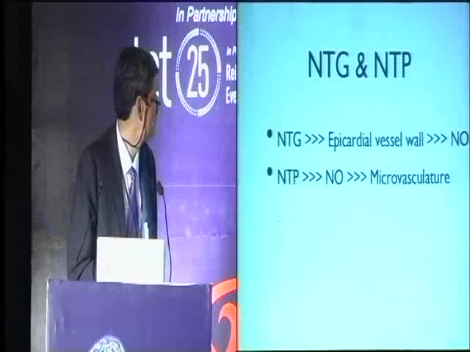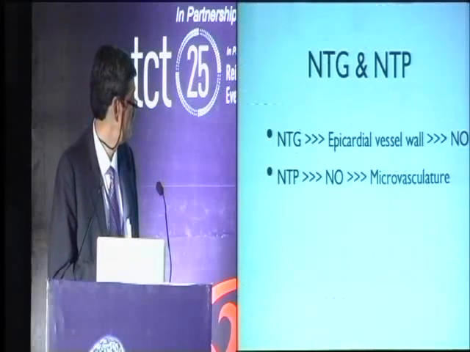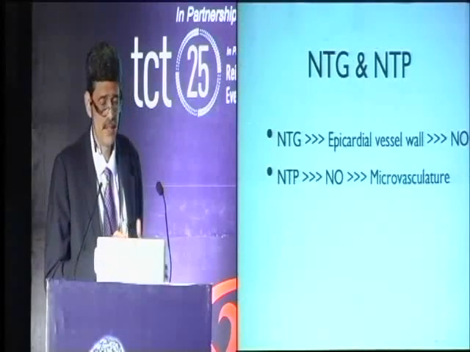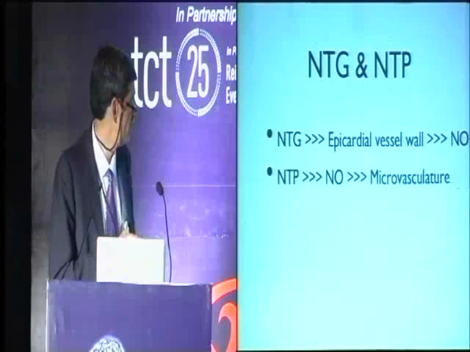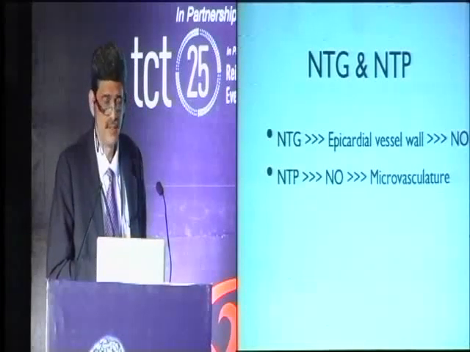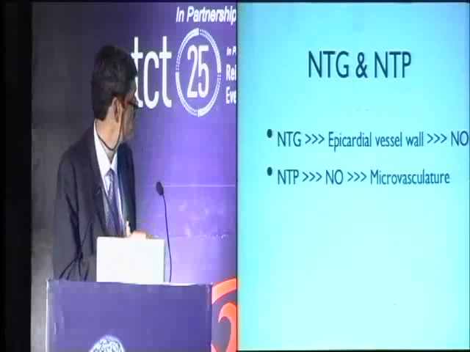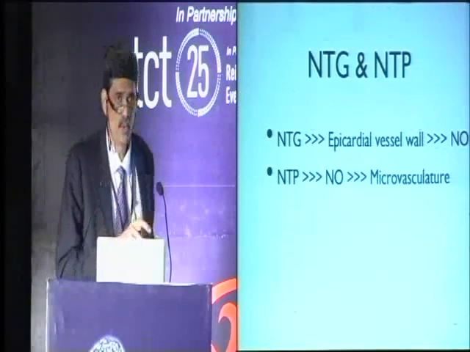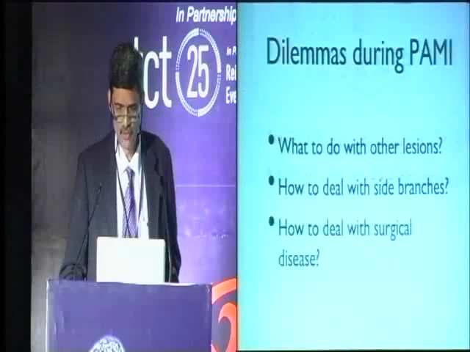A few words about nitroglycerin and nitroprusside. Nitroglycerin acts on the epicardial vessels, and it has little action on the microvasculature. So in no flow or slow flow situations, nitroprusside is a much better drug, because it directly gets converted into nitric oxide and acts on the microvasculature, while nitroglycerin is converted to nitric oxide by the epicardial vessel wall and acts locally. So it's good for spasm, but not for slow flow.